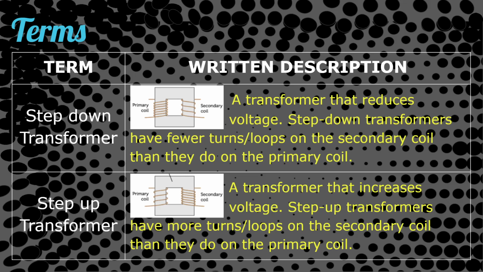I do have a video on this as well, but you do need to be able to identify them by image. If you look at the pictures, look at the number of loops on the primary and secondary. Your step down steps down the number of loops. It also steps down the voltage. Your step up, you step up the number of loops. You also step up your voltage. So it should be pretty easy to remember which one is which just by looking at the picture, and you should be able to remember what they do based on the name.